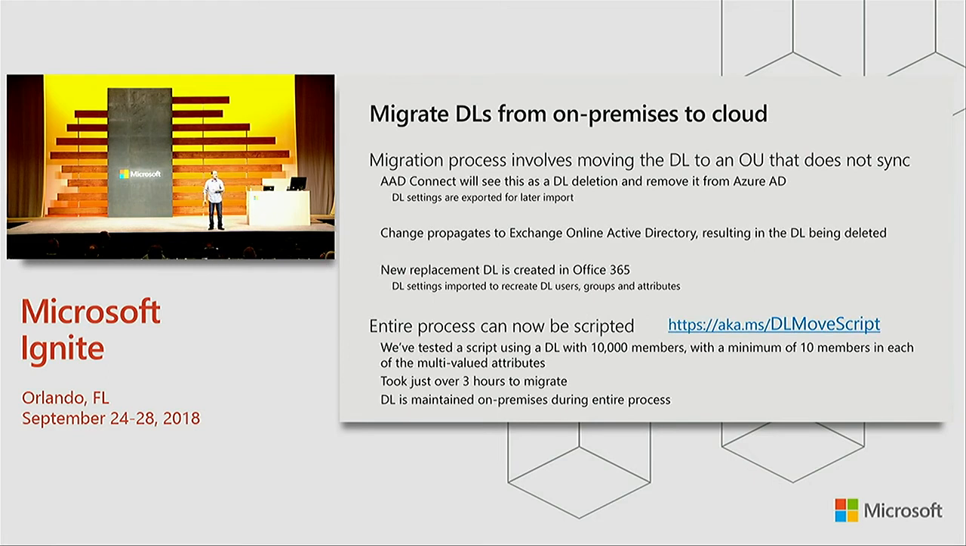The move script is documented there. The notes section has all sorts of cmdlets and things for you to run. It doesn't include the script itself. The script is out on GitHub for you to download, but everything that you need to do outside the script to get ready is in there, along with details about what the script does in terms of extracting the settings from the DLs that you're cloning and moving and applying those to the DLs in Office 365.